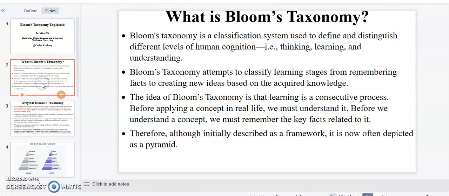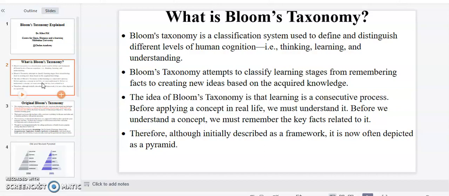What is Bloom's taxonomy? Bloom's taxonomy is a classification system used to define and distinguish different levels of human cognition, that is, thinking, learning, and understanding. Bloom's taxonomy attempts to classify learning stages from remembering facts to creating new ideas based on the acquired knowledge.